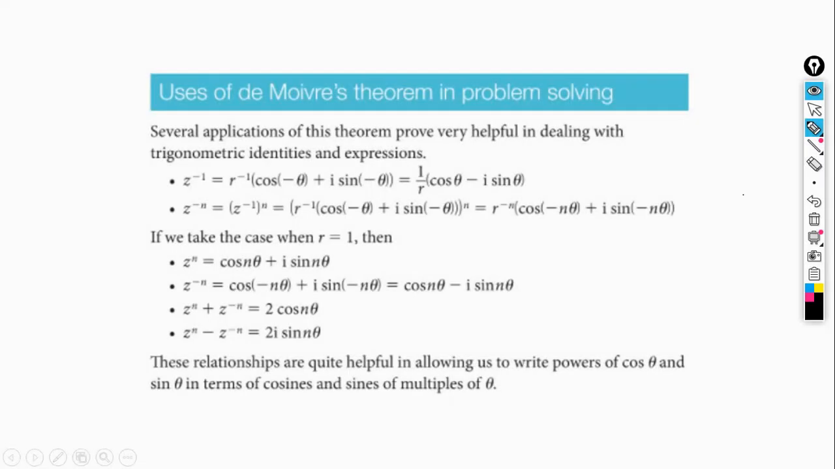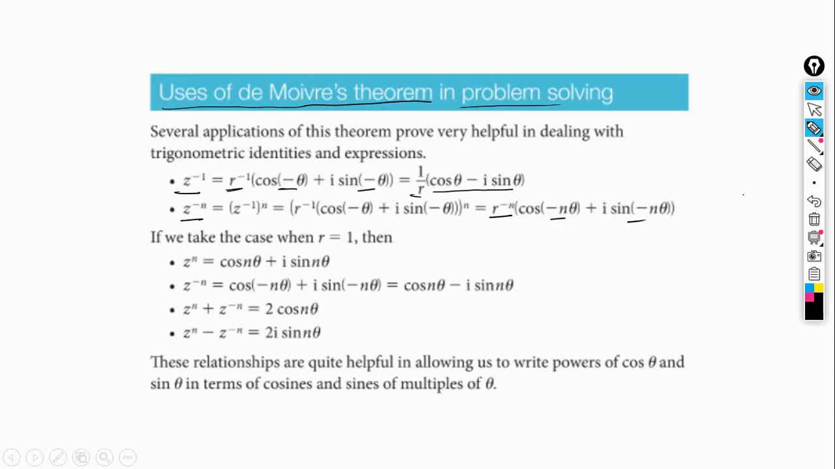So now we're going to take a look at uses of de Moivre's theorem in problem solving. And let's just start with this expression right here. z to the minus 1 is going to be, again, this to the power of negative 1, and then multiplying the argument by negative 1. And then we end up with this expression, 1 over r times cosine of theta minus i sine of theta. This is similar. They're using the same property that we just found here, but now making it to the power of n. And you end up with r to the minus n, and obviously multiplying the argument by negative n.